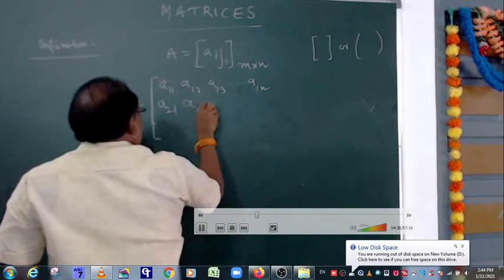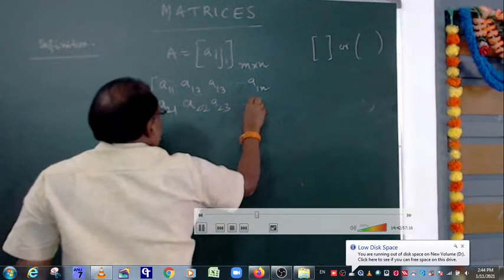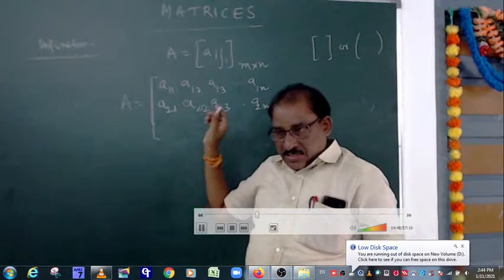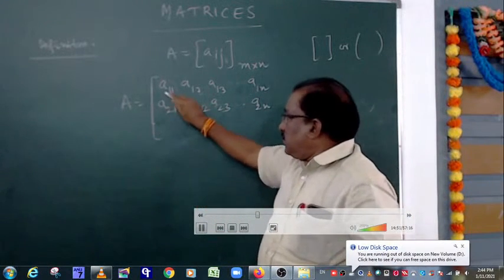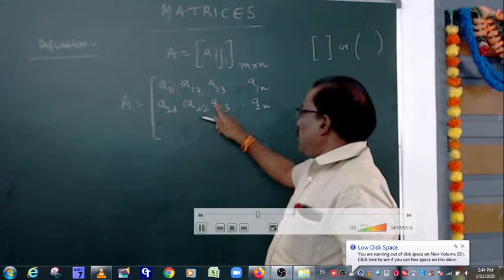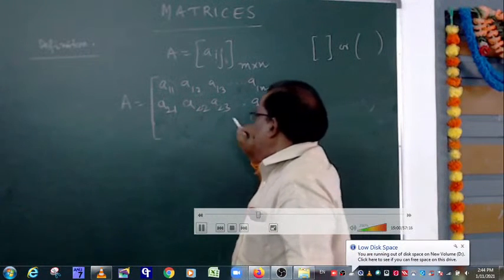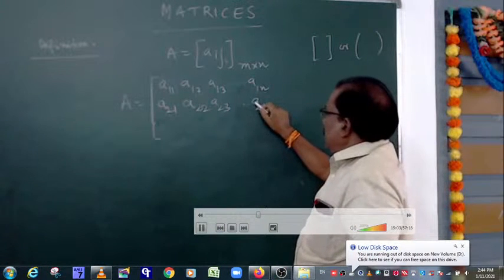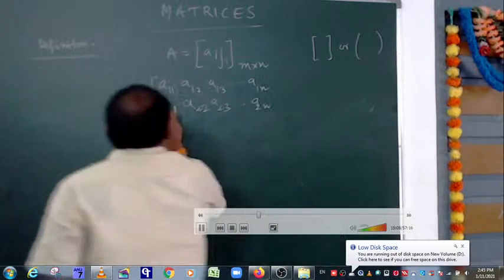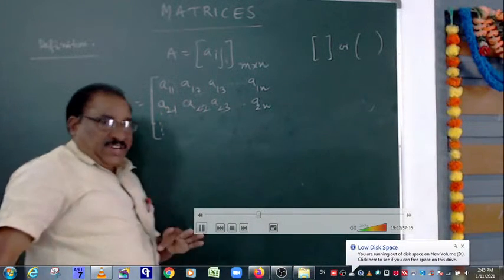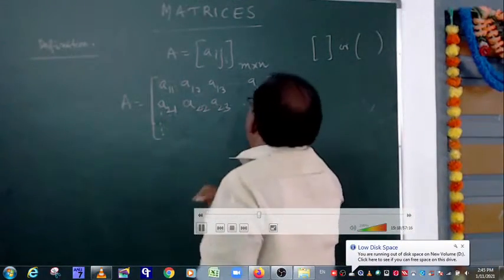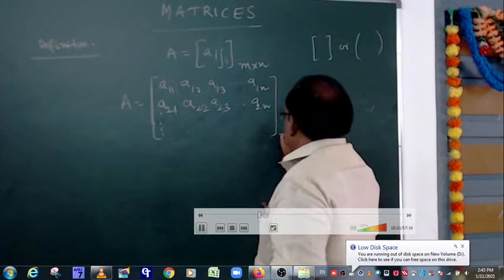A21, A22, A23, and A2n. A21 tells us the position of the element: second row and first column. A22, second row and second column. A23, second row and third column, like that. A2n, second row and nth column, and so on. Last, in the nth column, how many rows here? Rows are m, small m.